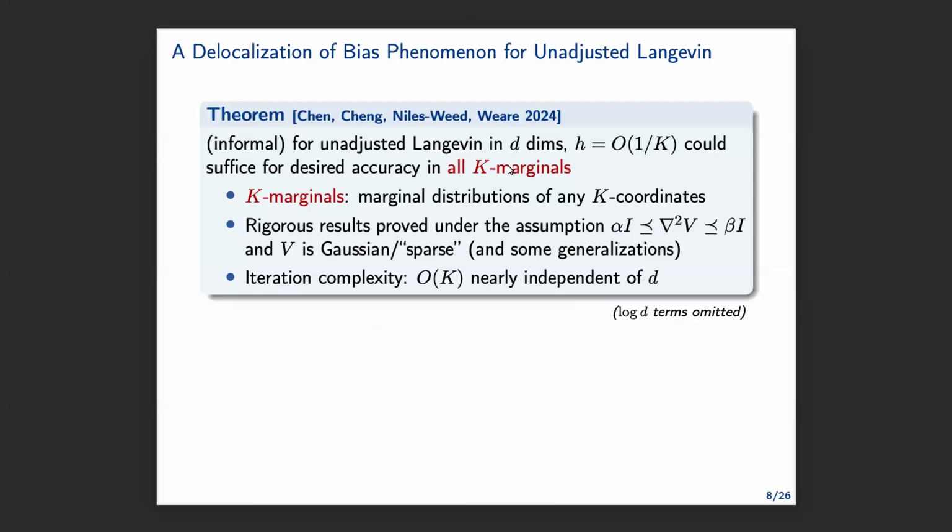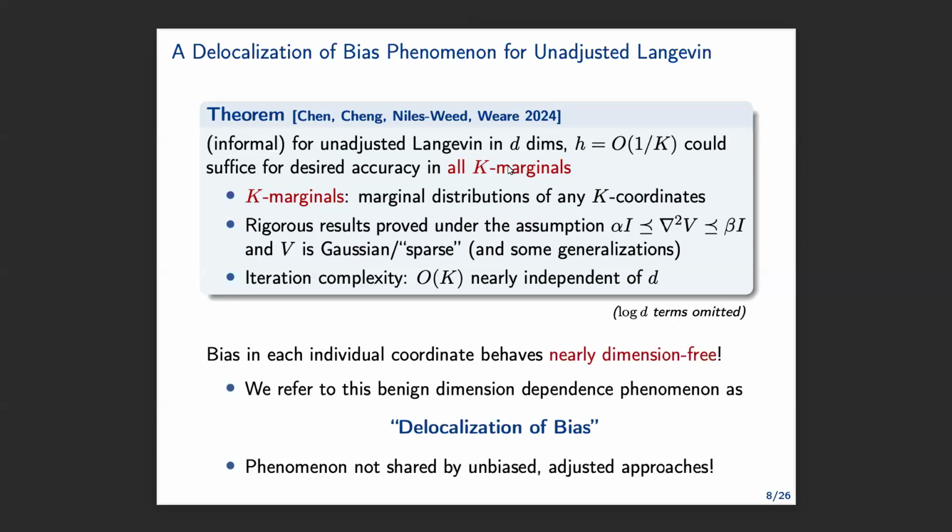Here, we say for any K-marginals, so not specifically one of the K combinations. This result is stated rigorously under the assumption that the distribution is log-concave and log-smooth, and we require the interaction to be Gaussian or to have some sparse interactions. We do have some generalizations, but for those cases, we can get the cleanest results. If this holds, it means the iteration complexity no longer depends on D, because the step size is order 1 over K, and the overall complexity will scale with K rather than D. So you get dimension-free results. This is joint work with Yifan Chen and PhD students at Courant, and Jonathan Weare, who are professors at Courant.